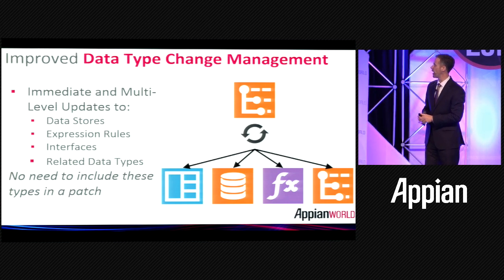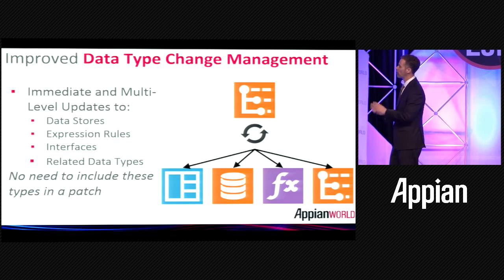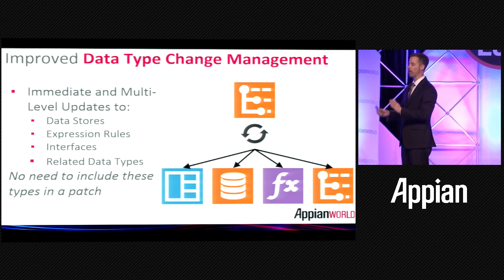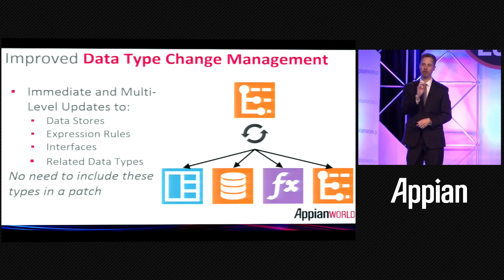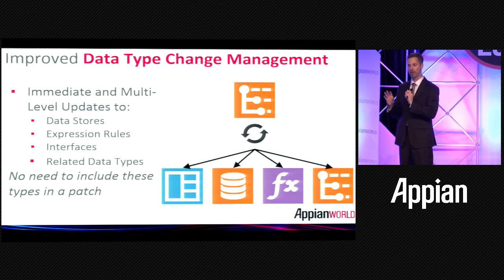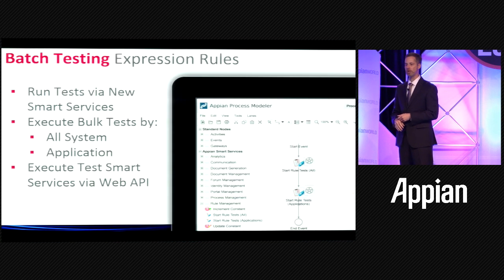Data type evolution now, or the data type change management feature here, takes care of automatically updating all the nested objects, all the referenced objects, in one action. So you no longer even have to hit a button that says auto update. As soon as you change a data type, boom, it will go through, automatically update the mapping data store, update the expression rules, update the interfaces, and update all related data types to inherit those changes as well.